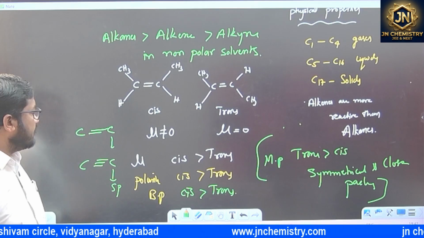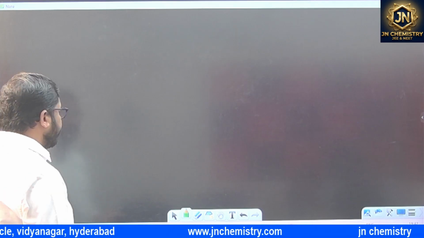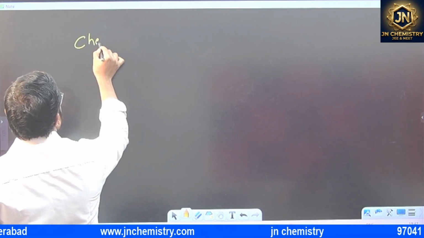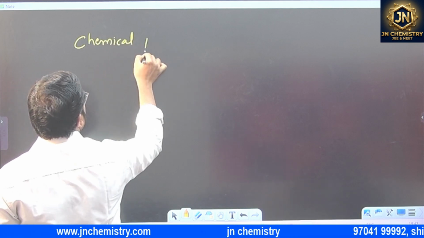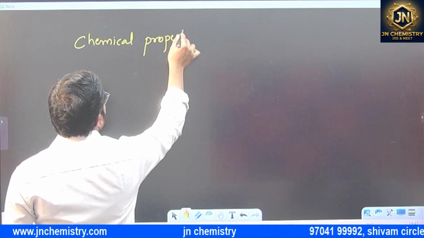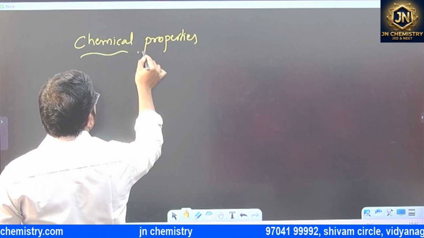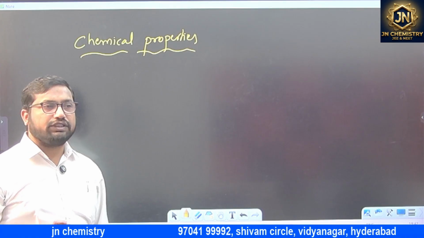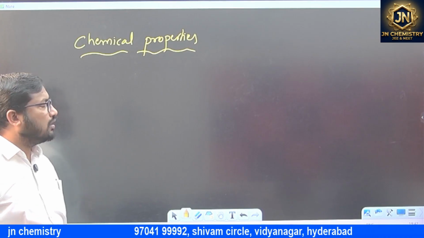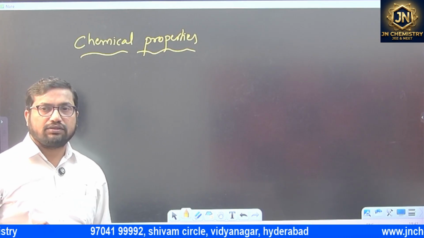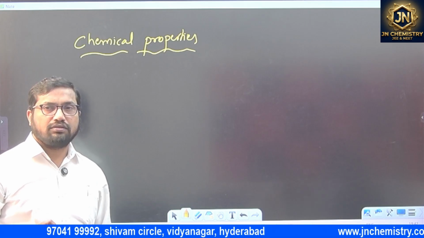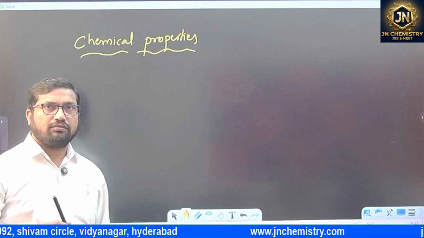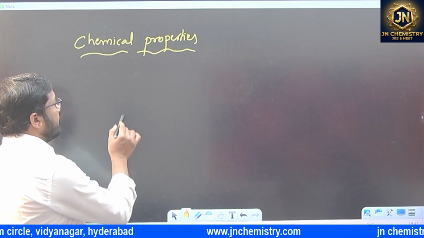Next, chemical properties. Chemical properties of alkenes. I told you, alkenes undergo which type of reactions? Electrophilic addition reactions.